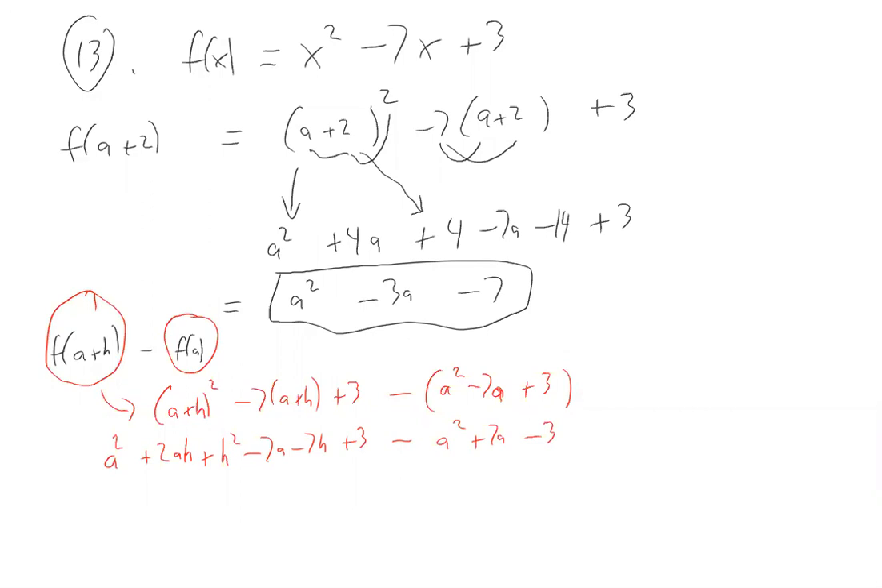And then watch this. That negative 3 crosses the positive 3 out. The 7a crosses out the negative 7a. And the negative a squared crosses out the positive a squared. So the only thing left in the answer is just 2ah plus h squared minus 7h. So there we go. Perfect. Now let's go to problem 14.